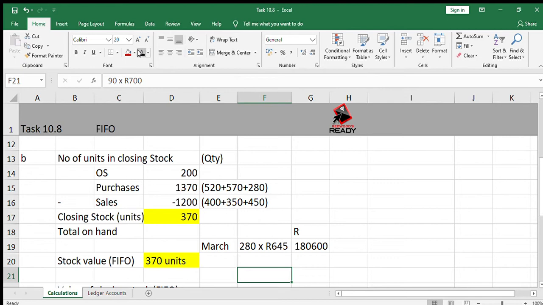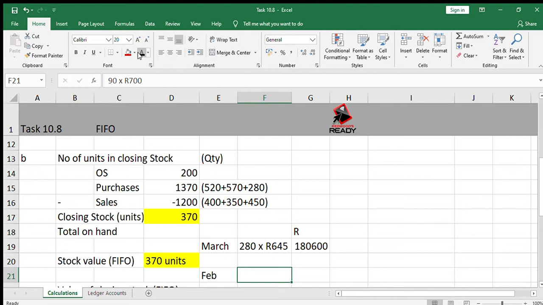90 units, yes, right? So we're going to look at the month before March, which is February. And we're going to take the 90 units from there. So that means that in February, 570 units were purchased. Out of those units purchased, 90 units were not sold. So we're going to value 90 at 700.